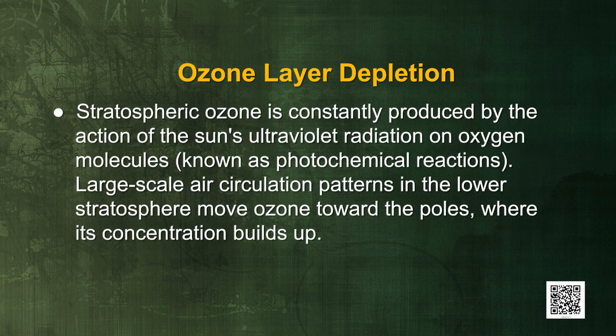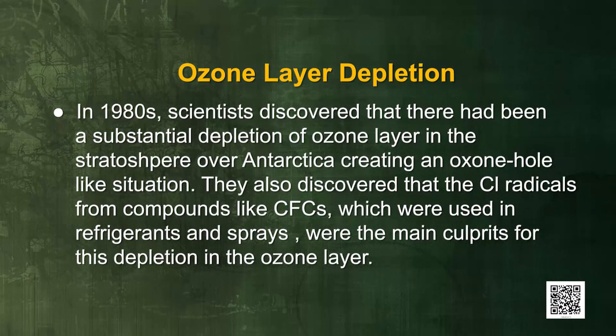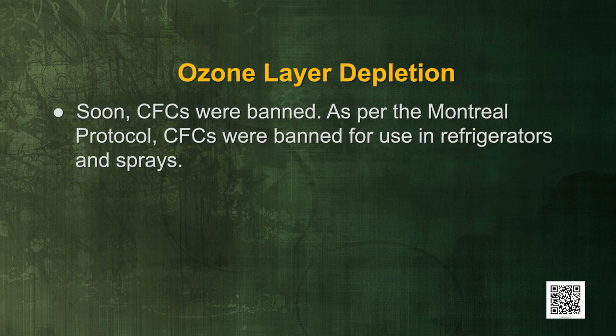Stratospheric ozone is constantly produced by the action of the sun's ultraviolet radiation on oxygen molecules, also known as photochemical reactions. Large-scale air circulation patterns in the lower stratosphere move ozone toward the poles where its concentration builds up. In the 1980s, scientists discovered that there had been a substantial depletion of the ozone layer in the stratosphere over Antarctica, creating an ozone hole-like situation. They also discovered that the chlorine radicals from compounds like chlorofluorocarbons or CFCs, which were used in refrigerants and sprays, were the main culprits for this depletion. Soon, CFCs were banned. As per the Montreal Protocol, CFCs were banned for use in refrigerators and sprays.